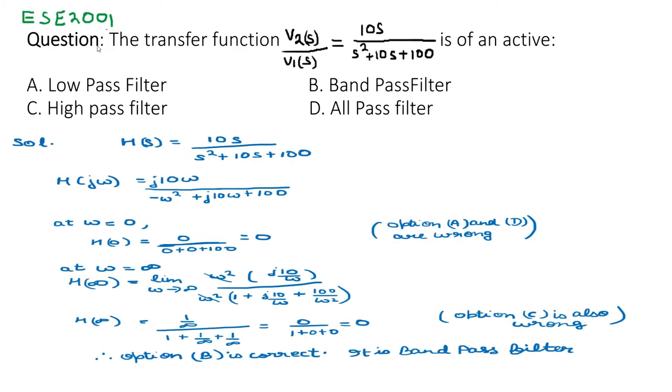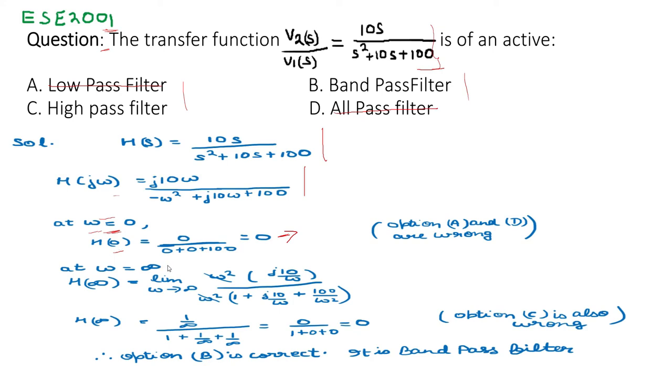Okay, now we will solve this question. This is from ESE 2001. We have this transfer function, and you have to tell what type of filter it is, and there are 4 options. So our transfer function is this, and in j omega form it can be written like this. Now put omega is equal to 0. On putting omega is equal to 0, we get H(0) is equal to 0. So it doesn't pass any low frequency. Therefore it cannot be low pass filter, and it cannot be all pass filter. Why? Because all pass filter passes all the frequencies.